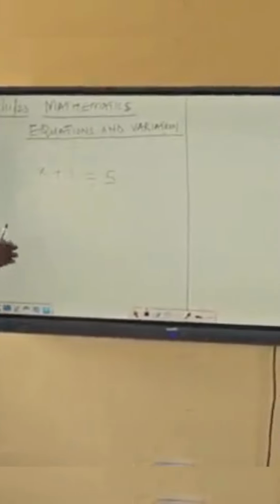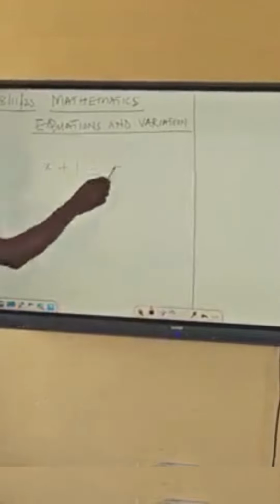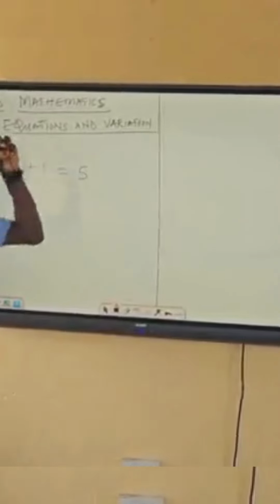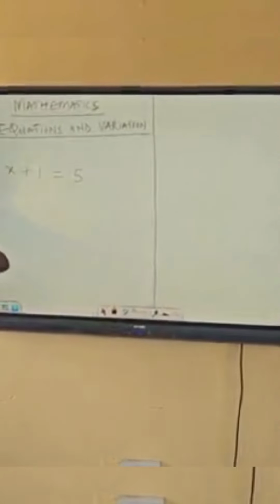It must be balanced. The value of x must be unique. For us to have 5, it means x should be 4. That makes it an equation. Now, don't confuse yourself between equation and identity.